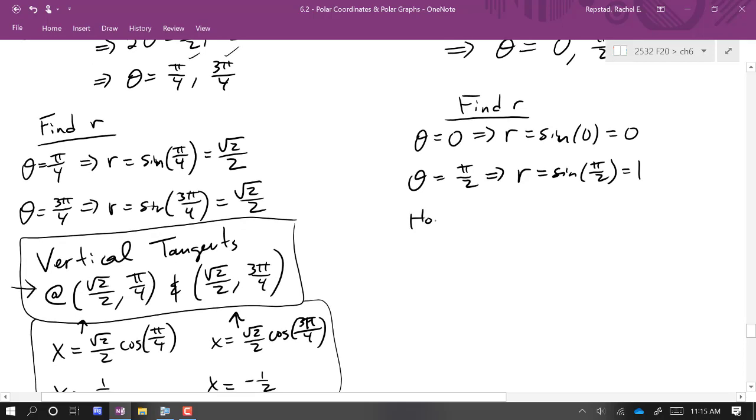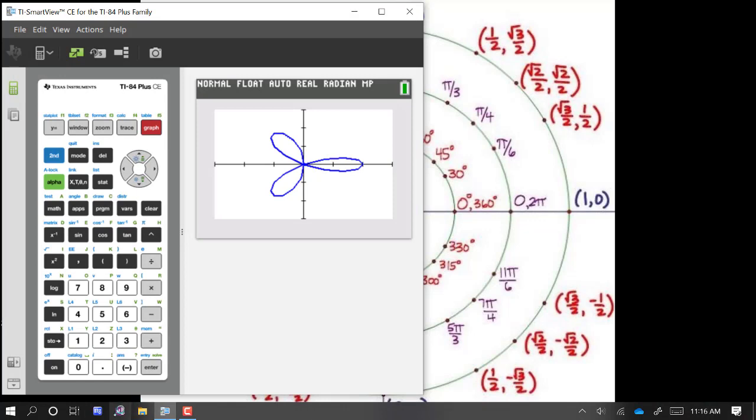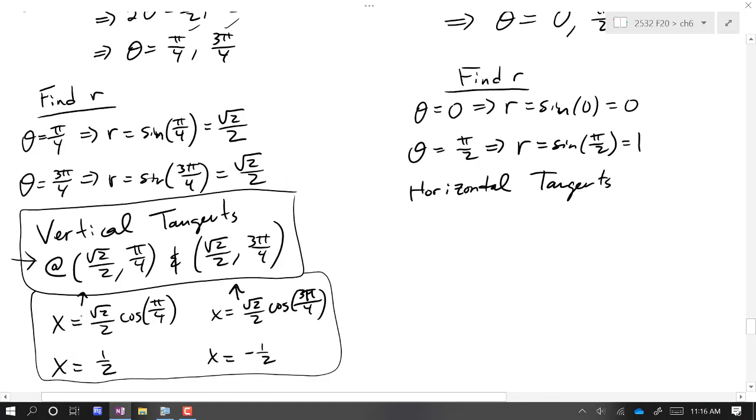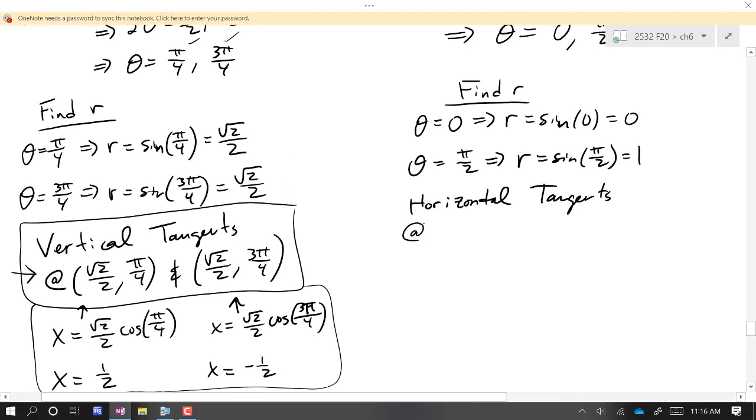So now we get our horizontal tangents at, let's see, these are polar coordinates, so r, theta. First at 0, 0, and at 1, pi over 2.